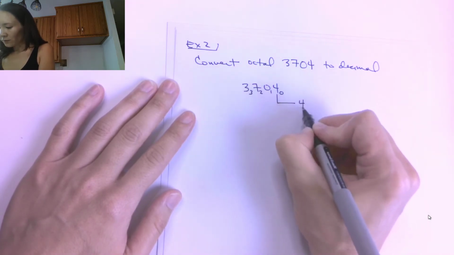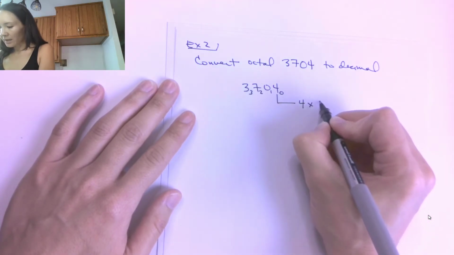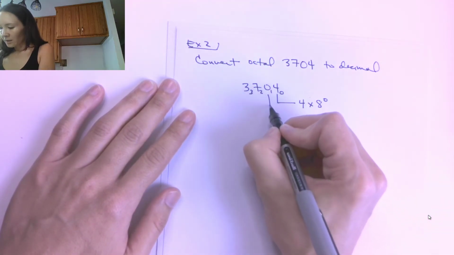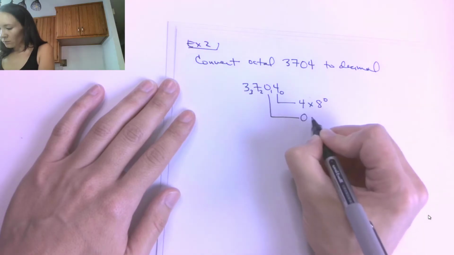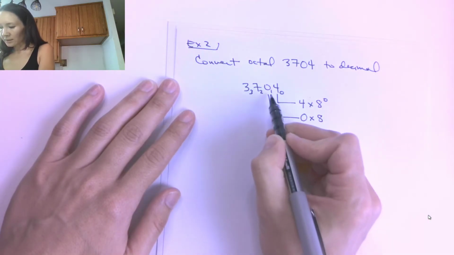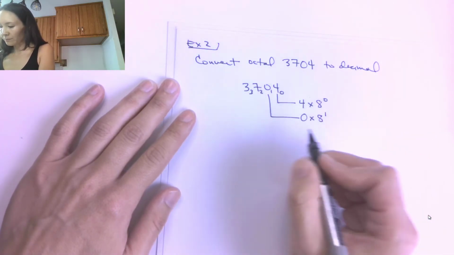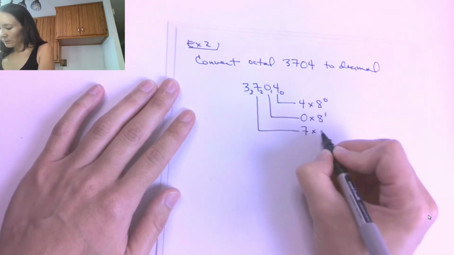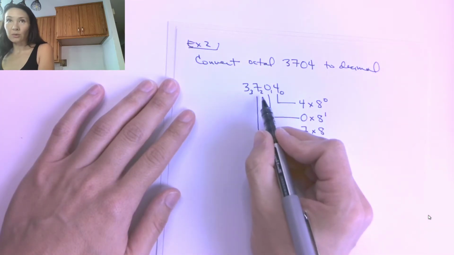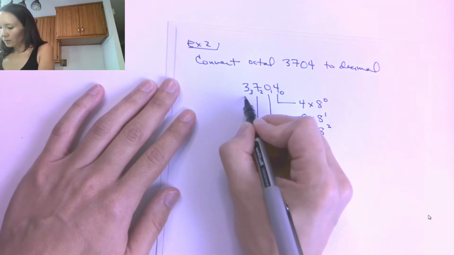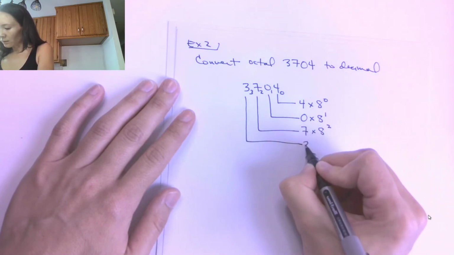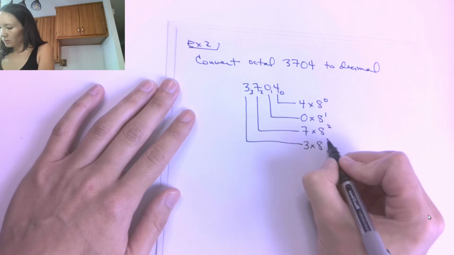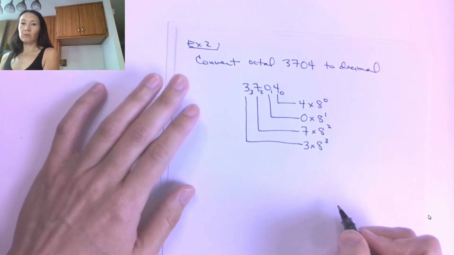So the first digit's 4. We multiply by 8 raised to the subscript on 4, which is 0. The next digit is 0. We multiply by 8 raised to the subscript on 0, which is 1. And then we take 7, multiply by 8 raised to the subscript on 7, which is 2. And then finally we take 3, multiply by 8 raised to the 3rd, because that's the subscript on the 3.